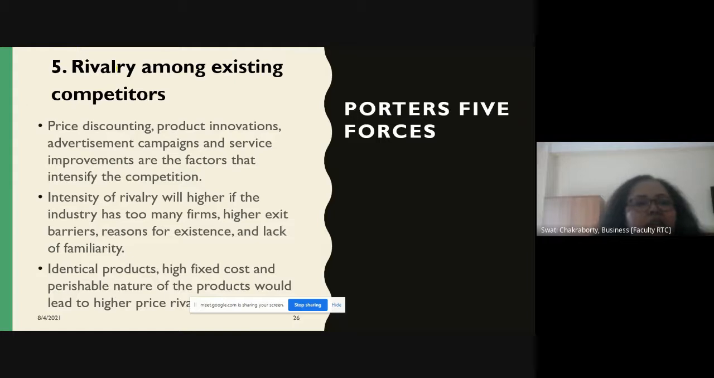Okay. The fifth one is rivalry among existing competitors, and that is always there. They go for price discounting, price innovations, advertisement campaigns, service improvements. Right? These are the factors which intensify the competition. Now, the intensity of rivalry will be high if there are too many firms in that industry, higher exit barriers, lack of familiarity, right? And when there are identical products, high fixed cost, and perishable nature of the products, it leads to higher price rivalry.